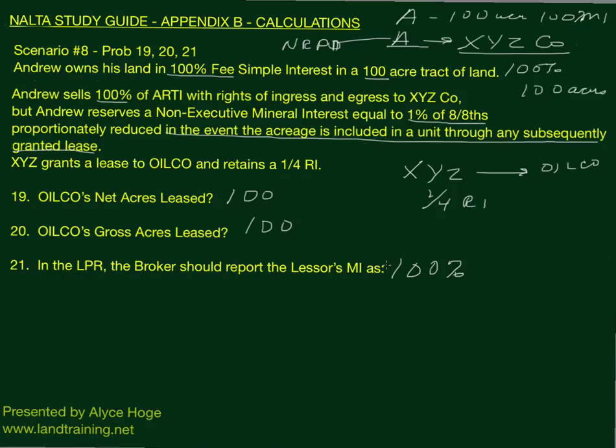And if you're looking at the page, the first one is A. First answer is A. That's the 100%. And then number 20 is also A. And then the very last one, number 21, is also A. So you got A, A, and A. Now let's look at the next one.